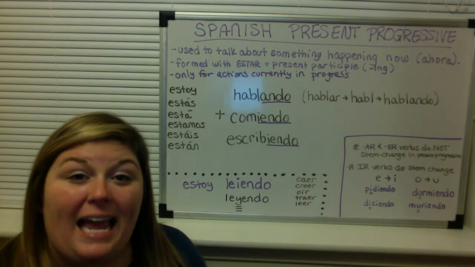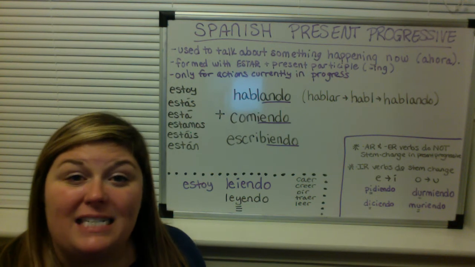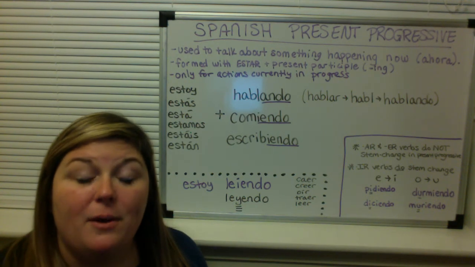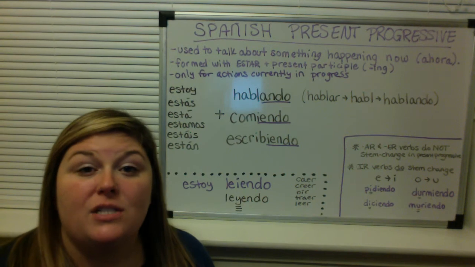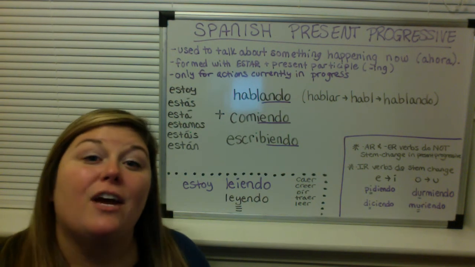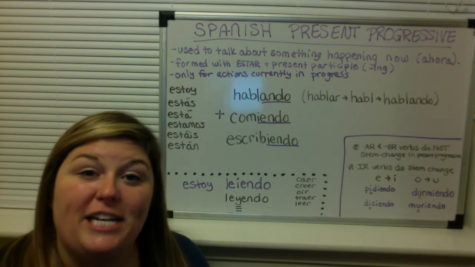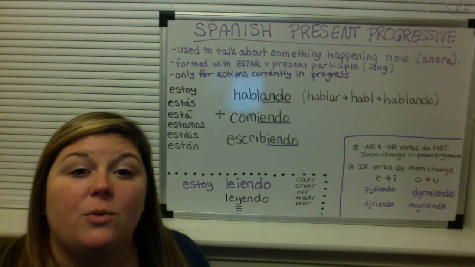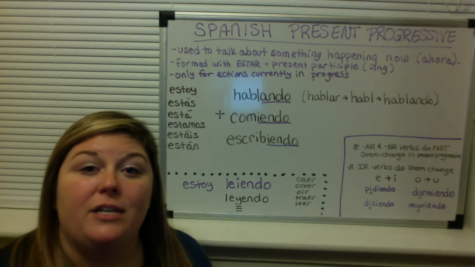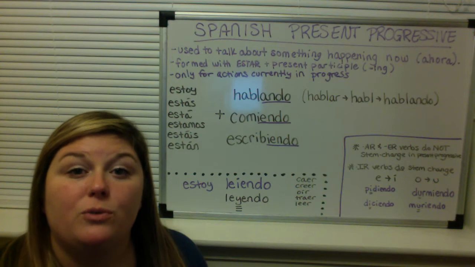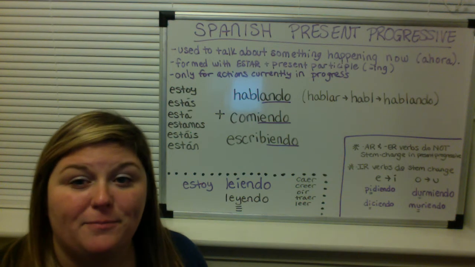So again, AR and ER verbs do not stem change in the present progressive, but IR verbs do. So if you have a verb that's an IR verb and it normally stem changes in the present tense, you are going to change it from either E to I or O to U in the present progressive.